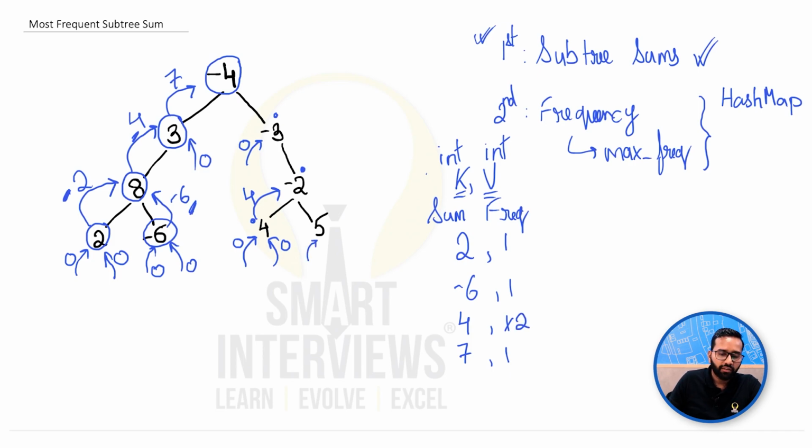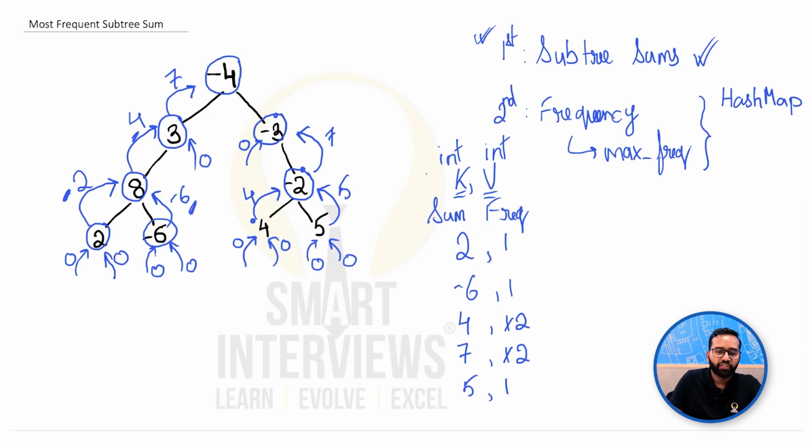Now again we go to the right part. We get 0 from here. We get 0 from here. For this subtree, the sum becomes 0 plus 5, which is 5. Before we return it to the parent, we'll store it in the hash map. Sum is 5. Frequency is 1. For this node, the sum becomes 4 plus 5 plus minus 2, which is 7. Since 7 is already there, we increase its frequency and we return 7 to the parent.